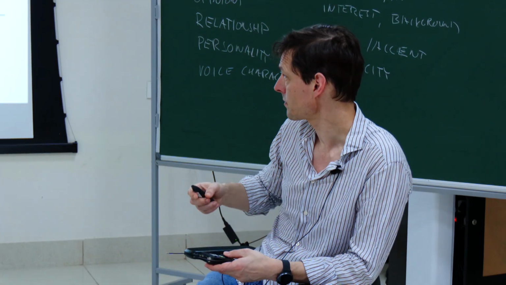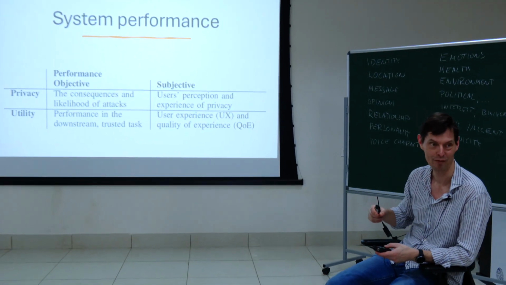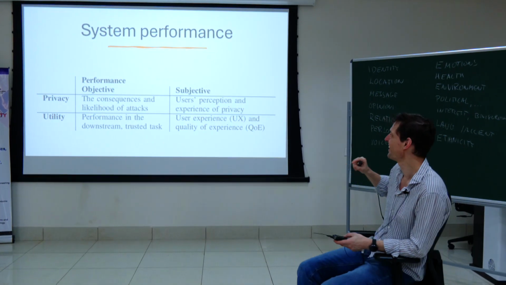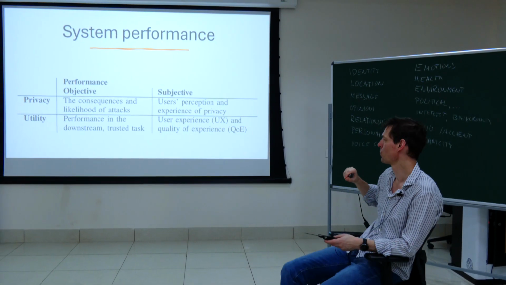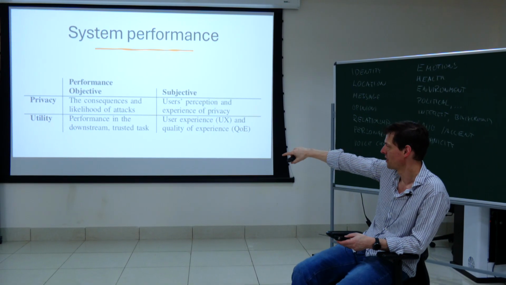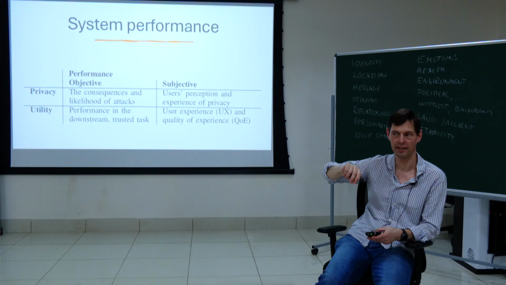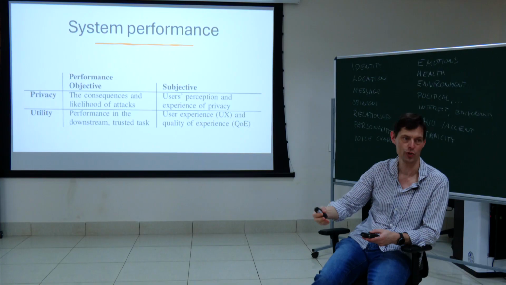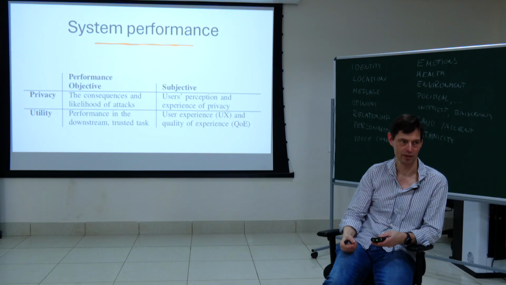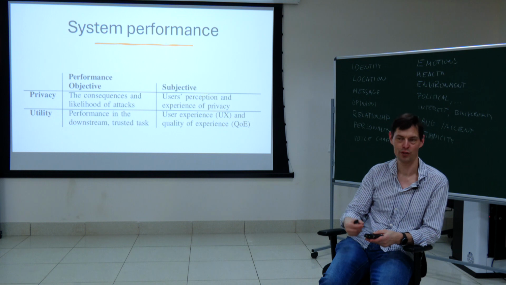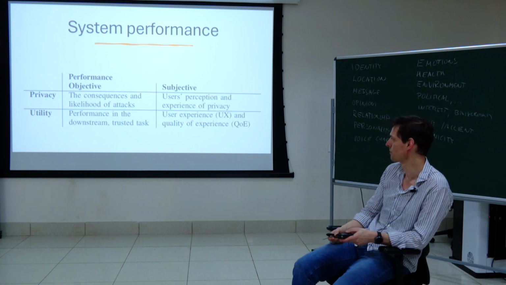But before we go to the actual measures, I have to go to this picture. I forgot this. So the overall system performance. We have always at least two things: the privacy and the utility. Utility means how well we can use it. So we have a purpose with the system. If that purpose is not fulfilled, the utility goes down.